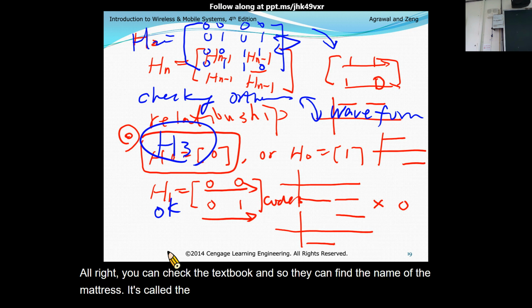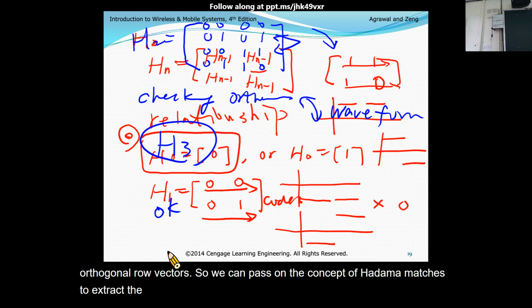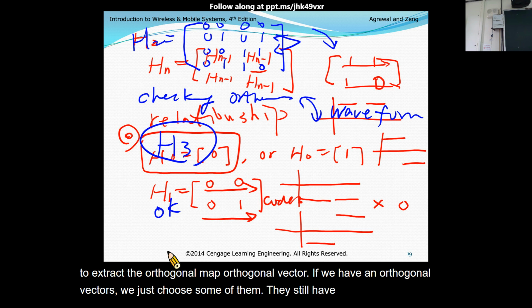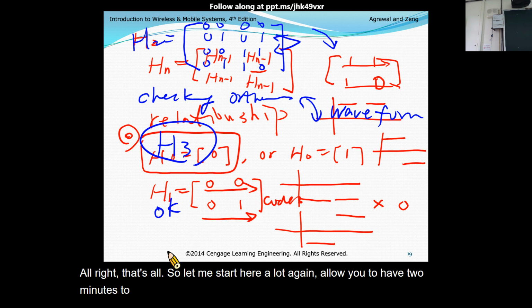The Hadamard matrix contains orthogonal row vectors. So we can use the concept of a Hadamard matrix to extract the orthogonal vectors. If we have orthogonal vectors, we just choose some of them, and they still have the property of orthogonality. All right, that's all. Let me stop here again and allow you 2 minutes to discuss with your neighbors. Okay, go and check it.